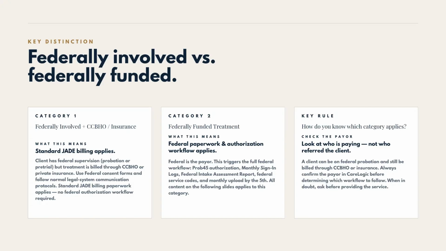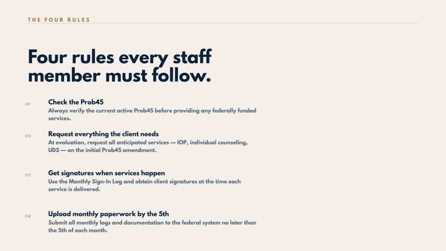We still obtain the appropriate federal consent and communicate with the federal probation officer just as we would with any other probation officer or legal system contact. This training is specifically about clients whose federal probation or pretrial services funding is paying for their treatment at JADE. So, for federally funded clients, there are four things to remember.